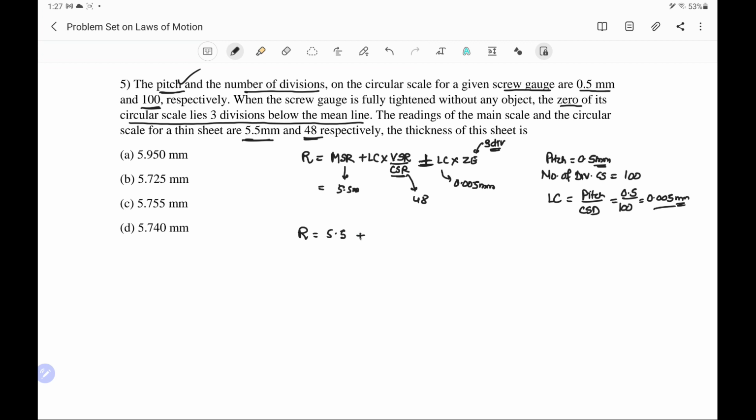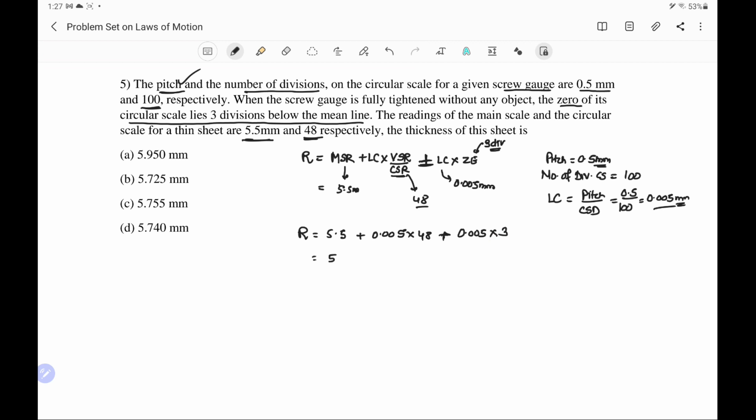Using this data, we find the reading of the screw gauge, that is main scale reading, it is 5.5 millimeter plus least count is 0.005 into circular scale reading, it is 48, plus here we will add plus because the zero is lying below the main line. If it is above, then we have to use the negative sign. Plus least count is 0.005 into zero error. It is of the 3 divisions.